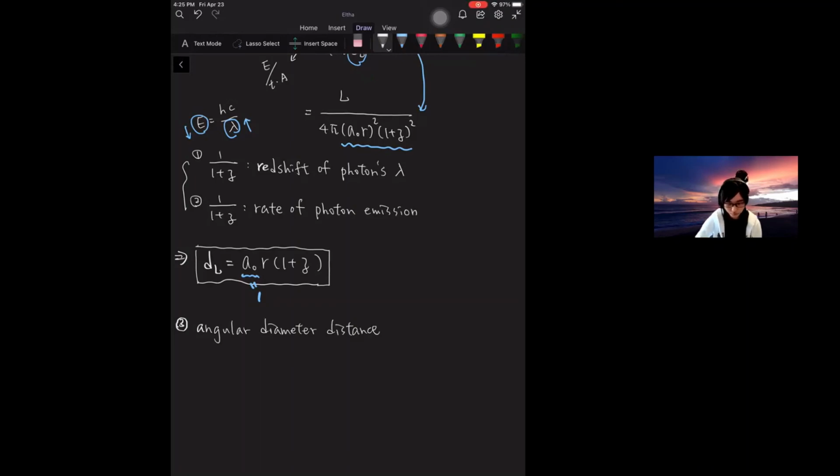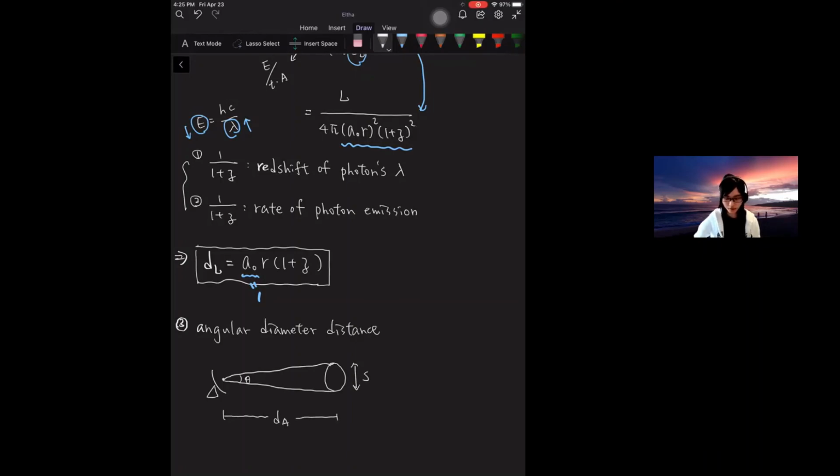Okay, so let's draw, like, if we observe into the sky and see an object. Let's say this could be a galaxy or anything. And let's say the size of this object is S, and there will be an angle here. This angle will determine how big we think this object is. So the distance here is defined as the angular diameter distance.